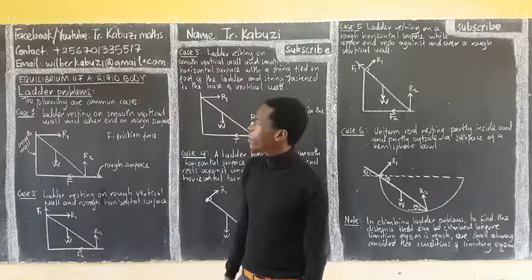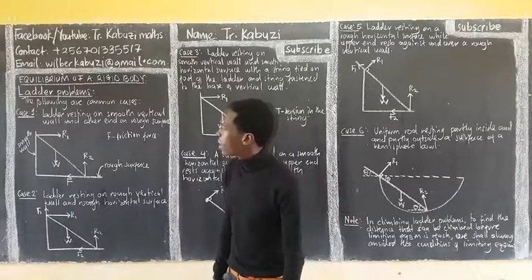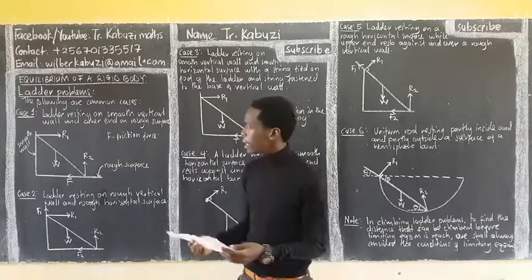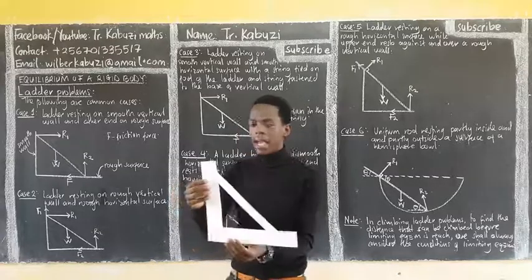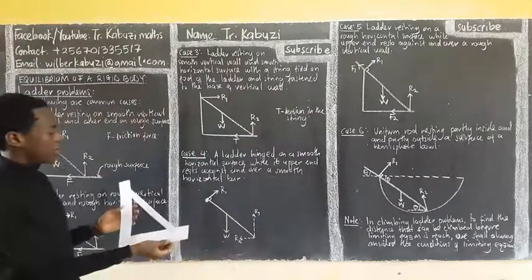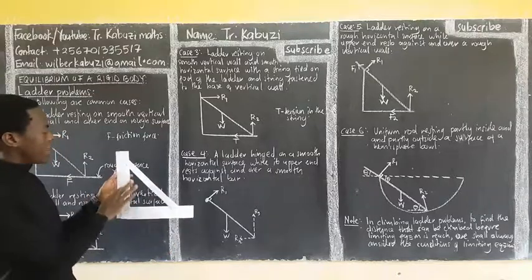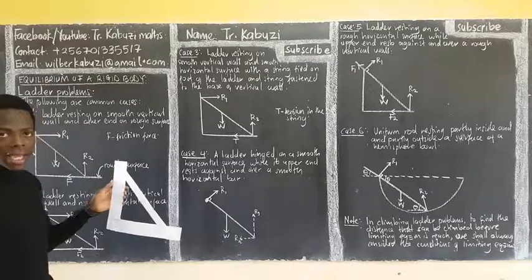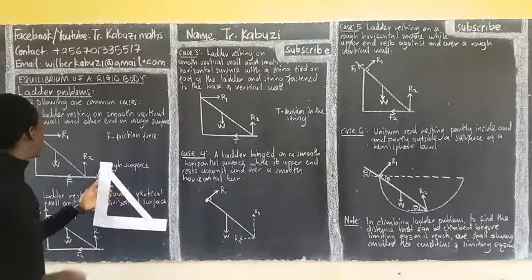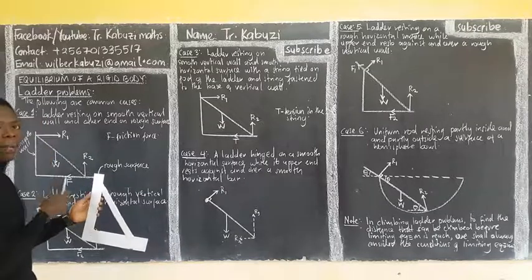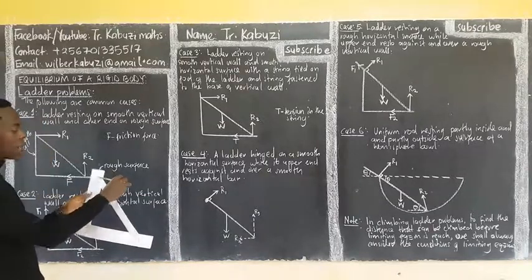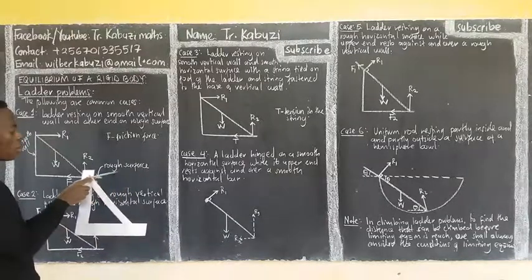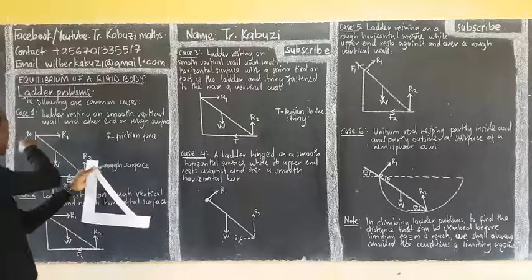Ladder resting on a smooth vertical wall and the other end on a rough surface. This is the case we are having. We are going to assume this is our ladder, this is the vertical wall, and this is the surface. Whenever there is contact, we expect reaction. Even if this is a smooth wall, there is contact, so we expect a reaction, and this reaction is always perpendicular to that point of contact, as you can see there.